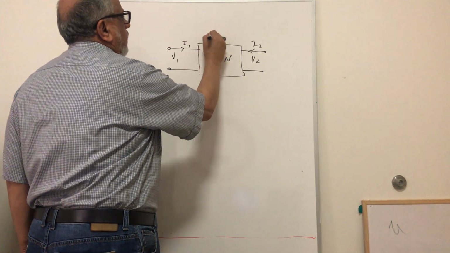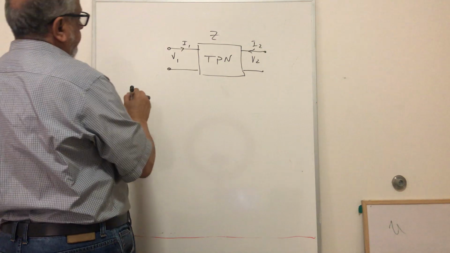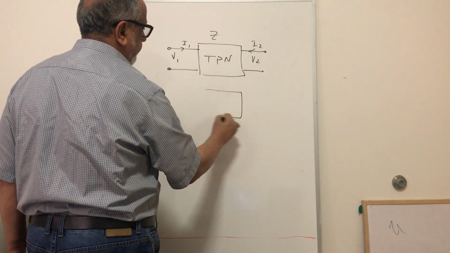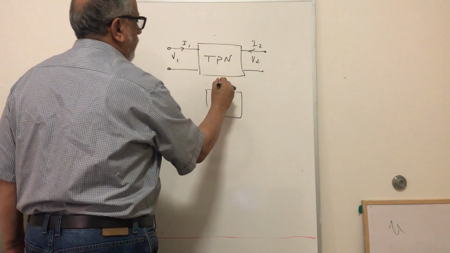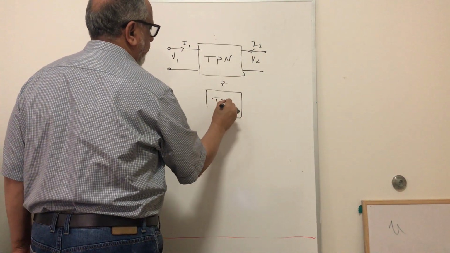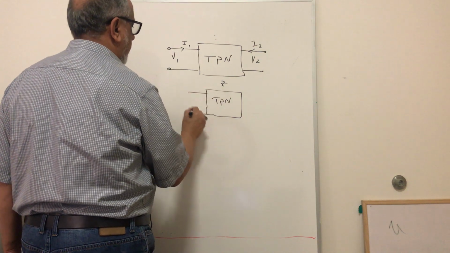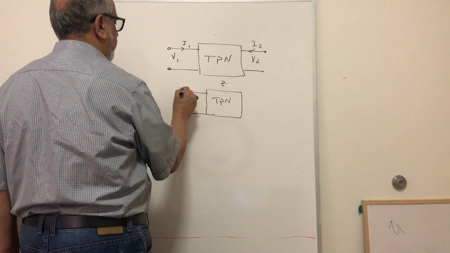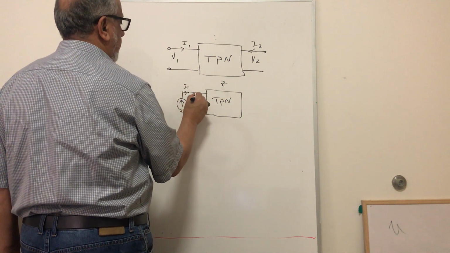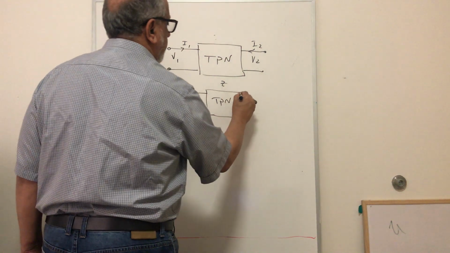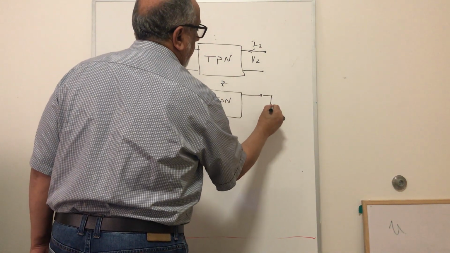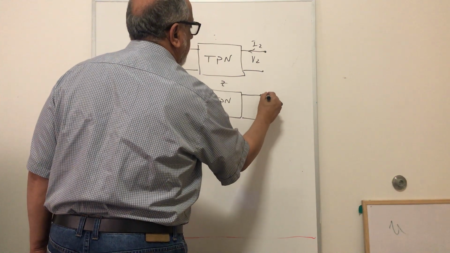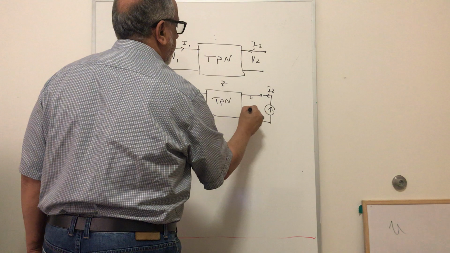For the Z parameters, we apply a current I1 here and measure the voltage V1. We also apply a current I2 and measure V2 here.